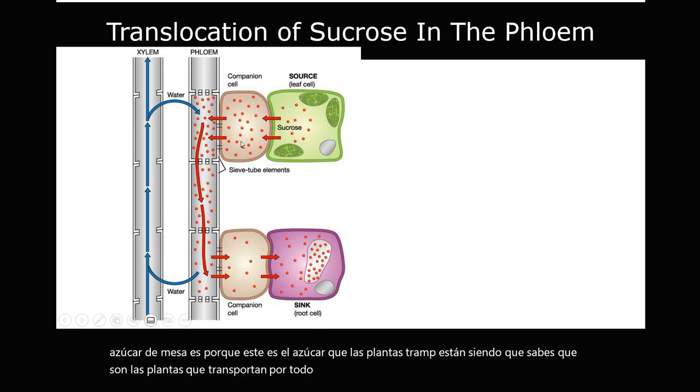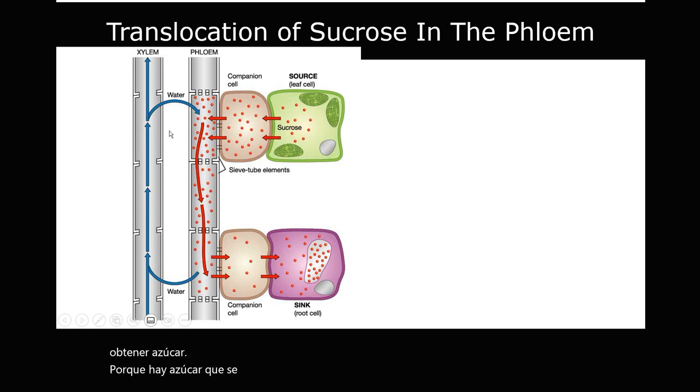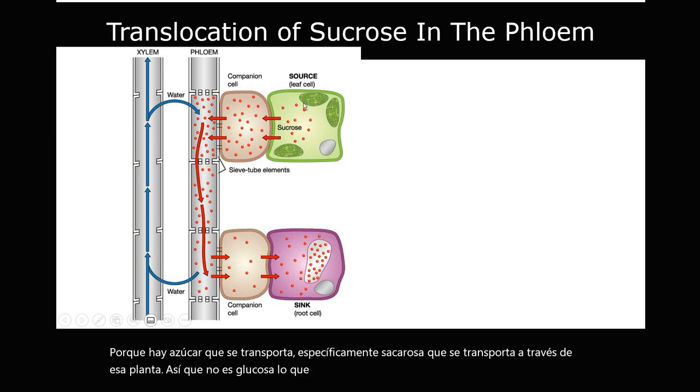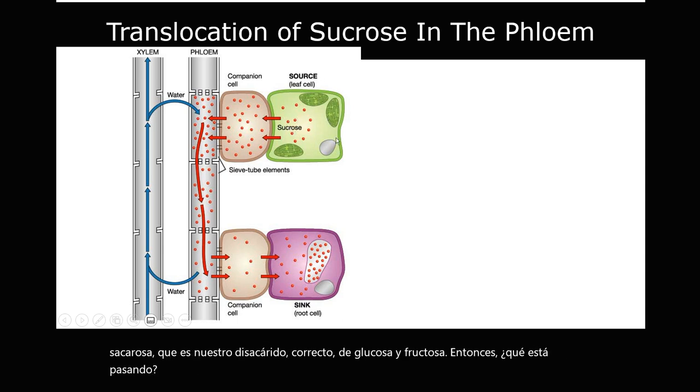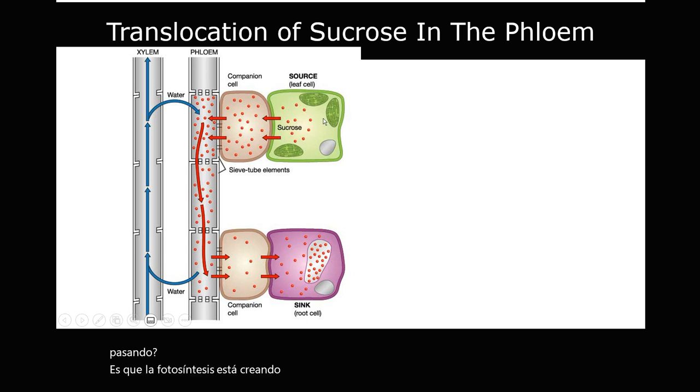So if you ever watch people who grow sugarcane, they can cut that sugarcane open and then chew on it and get sugar, because there's sugar being transported, specifically sucrose, through that plant. So it's not glucose that's being transported during translocation in the phloem, it's sucrose, which is our disaccharide, right, of glucose and fructose. So what is happening is that photosynthesis is creating glucose, and within that mesophyll cell, within that source cell, it is further creating the disaccharide sucrose.